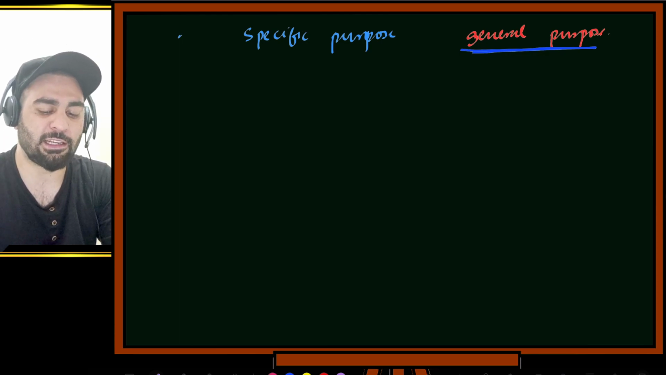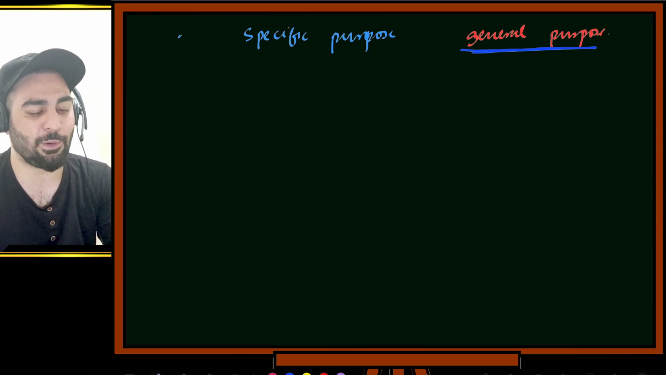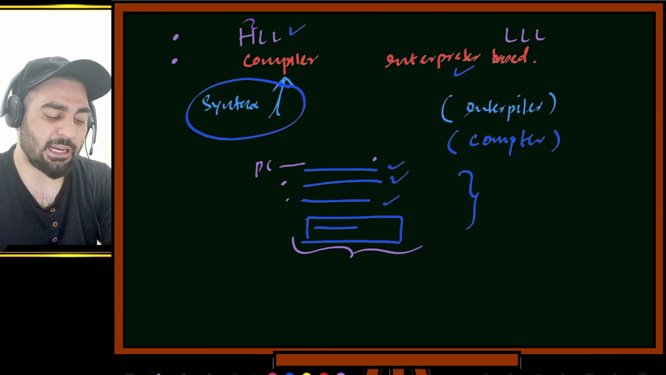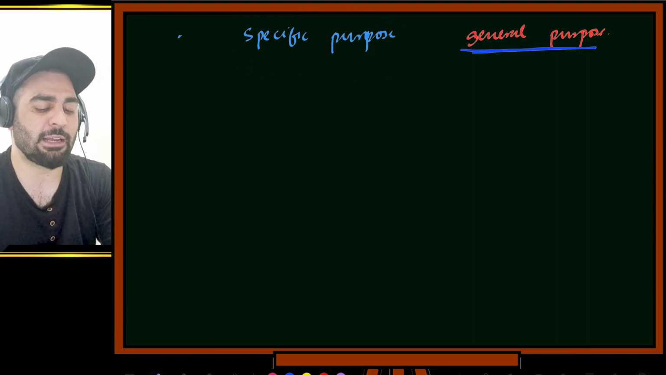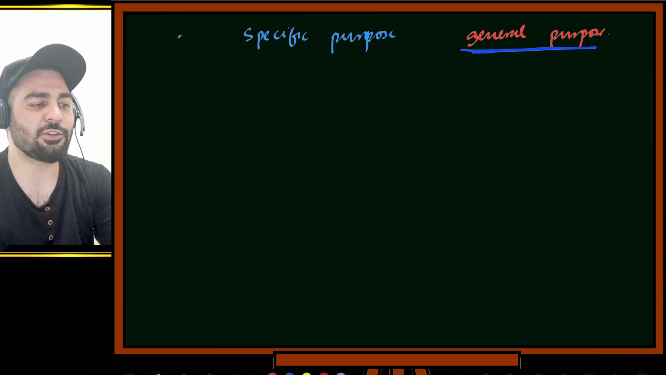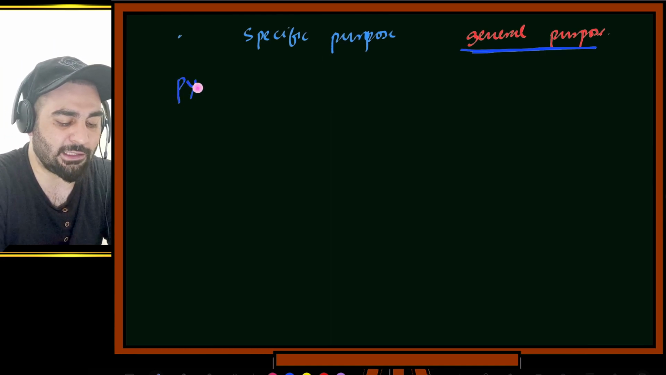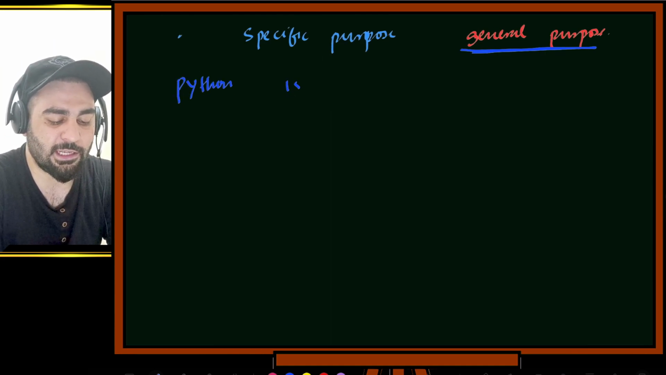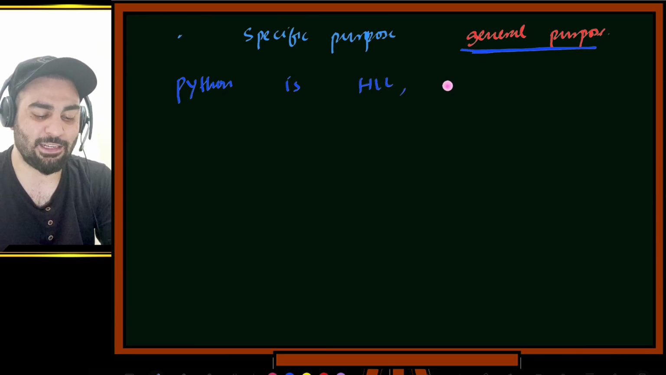Now we are at the definition. I want to create the definition of Python, what the language is. If you have to define a language, you should first see if it is a high level or a low level language, if it's compiler based or interpreter based, and then if it's a specific purpose or a general purpose language. Based on that you give the definition. So if I have to define Python, Python is basically nothing but a high level language, an interpiler based language.